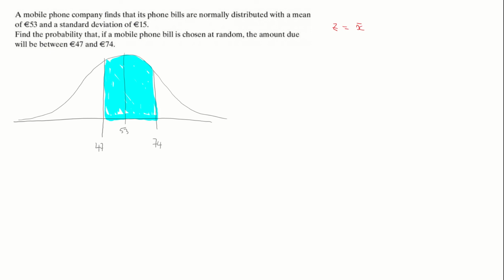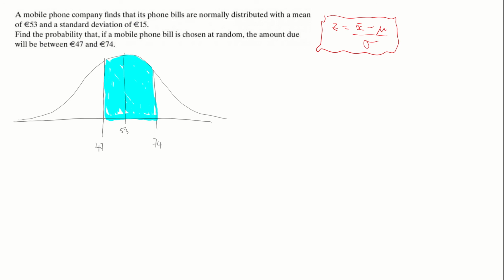bar, which is our sample mean, or our sample phone bill, minus the mean, which is mu, and divide that by the standard deviation. So that's the formula for our z-scores. And we basically just need to do that for €47 and €74. So we basically just have to do this twice. So let's go through it.